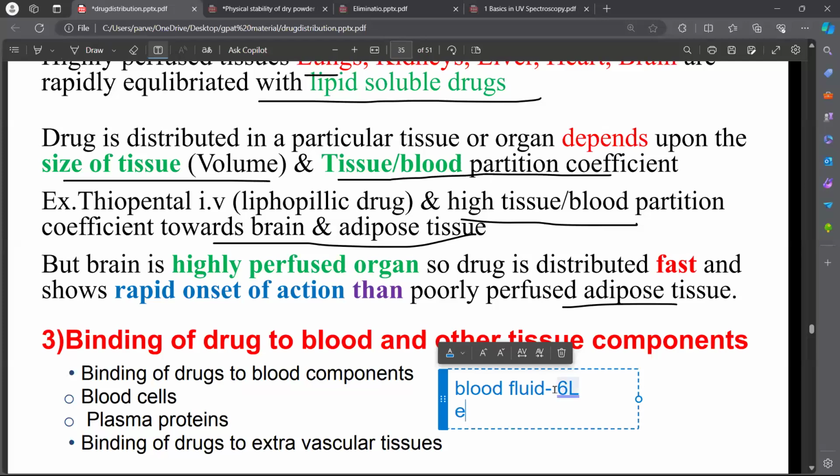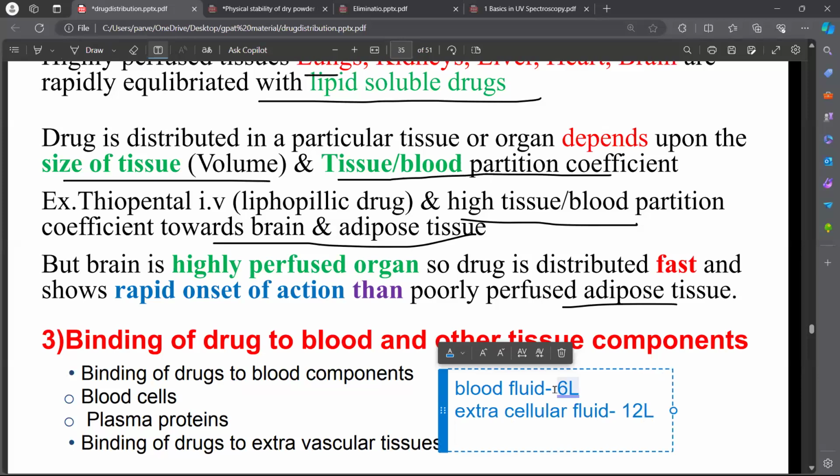Blood fluid, extracellular fluid, 5 to 6 liters. Yes, extracellular fluid. What is the amount of extracellular fluid in our body? Come on, guys, tell me the value. It is basically 12 liters.